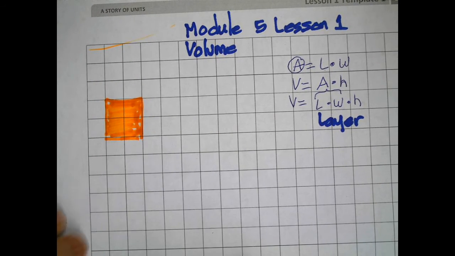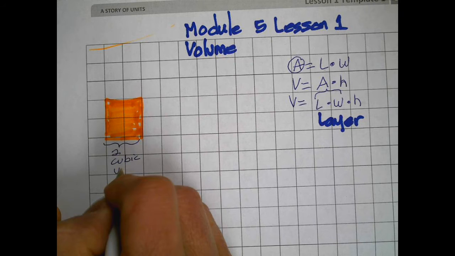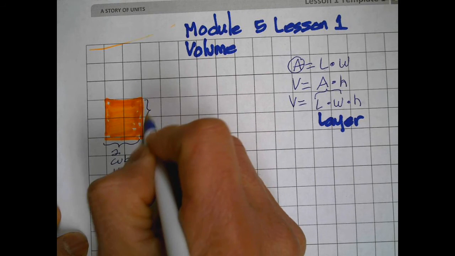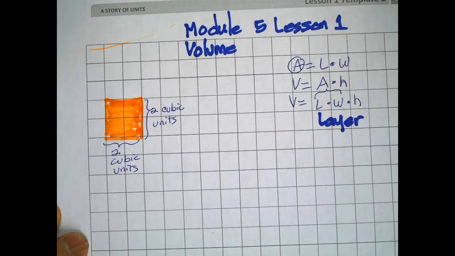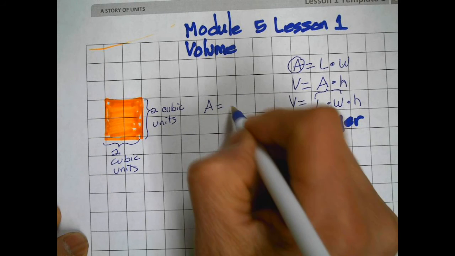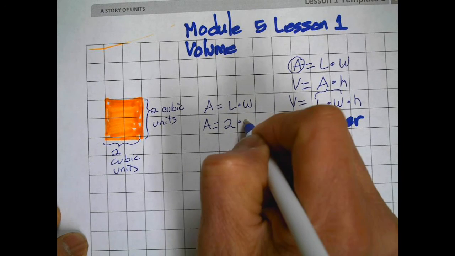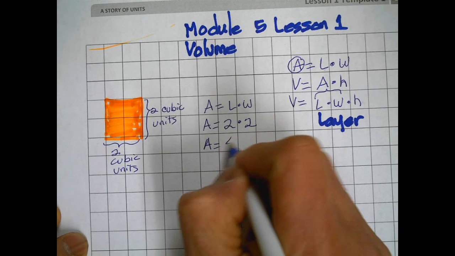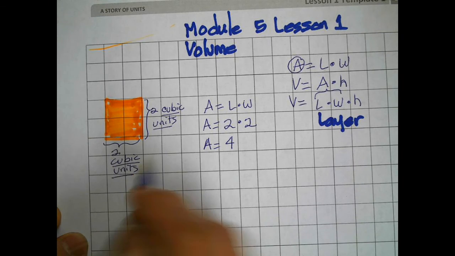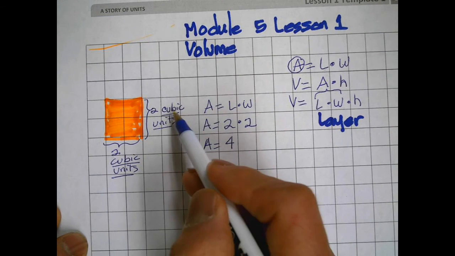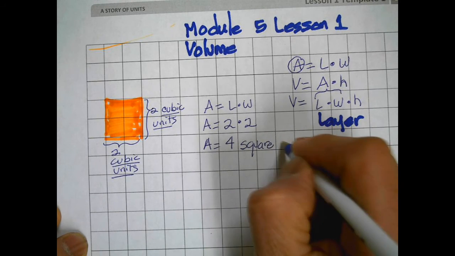In this case, the length for this shape is 2 cubic units, and the width is 2 cubic units. So the area will be area equals length times width, 2 cubic units times 2 cubic units, equals 4. Now, we're not going to call them cubic units anymore. We're going to call them square units. Why square? Because square means 2 dimensions. So square units.